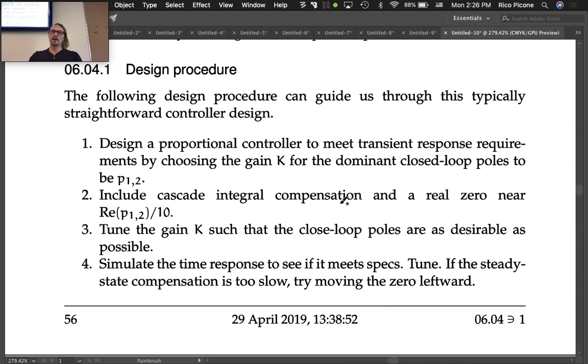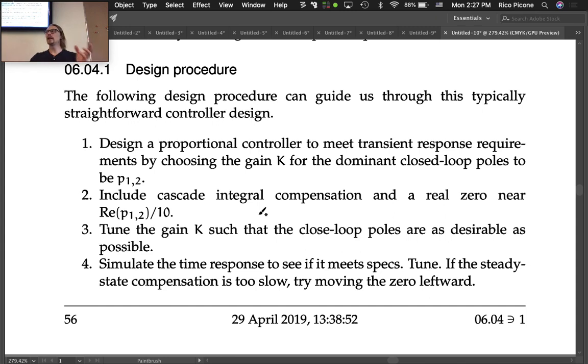So we can use this for what ends up being a pretty straightforward controller design. I mean, PI control, you do your proportional control design process. So that's step 1. Design a proportional controller to meet transient response requirements by choosing the gain and the dominant closed loop poles to be P1 and P2. So you design your proportional controller, but you've got some steady state error, okay? So then you want to have, say, for a step input or a step command, 0 steady state error as an example.